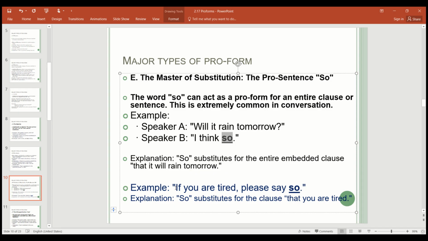The second example, if you are tired, please say so. If you are tired, please say that you are tired. Again, this proform is substituting for the whole sentence, for the whole first clause.